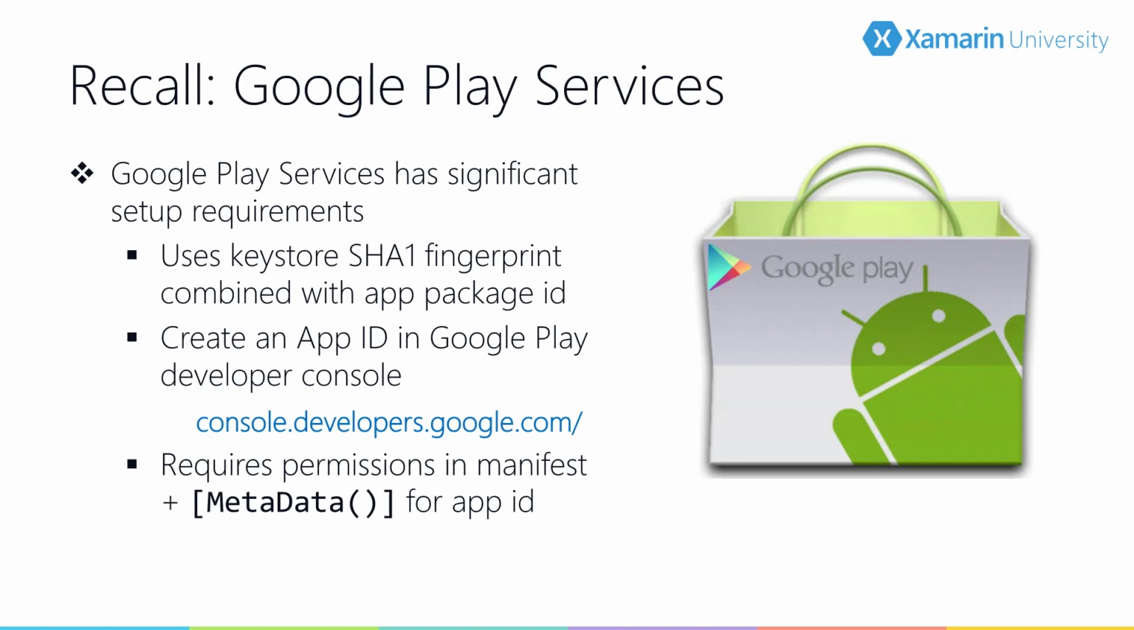Remember as well that when we acquired an API key from the Google Developer Console, we retrieved our SHA-1 fingerprint from the debug key store and our app package ID to identify the application. We then added a metadata attribute to our assembly, which had the API key generated in the Google Developer Console. This uniquely identifies our application to Google, and without it, calls to the mapping service will be rejected.